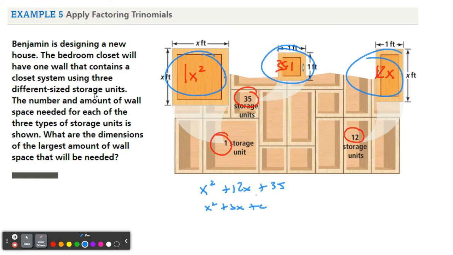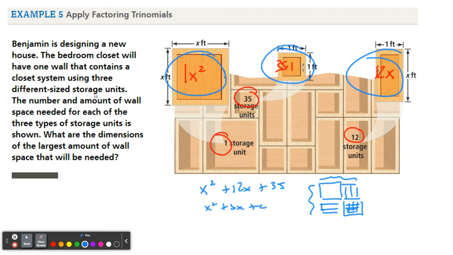And now we need to solve this to see what the dimensions of this must be, because once we align all of these units in here, if I do it like algebra tiles, once I align these, you might have this square here, you're going to have 12 little squares, and then all the rectangles. But we want to know what the dimensions are going to be of that closet space, right? That's what we're trying to do here. So that's what we're going to do when we factor this.